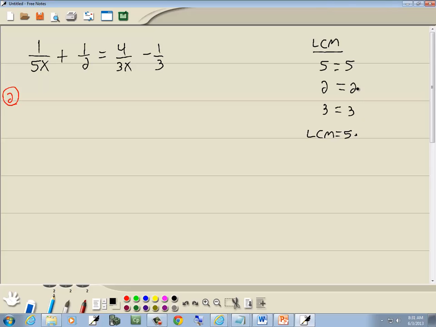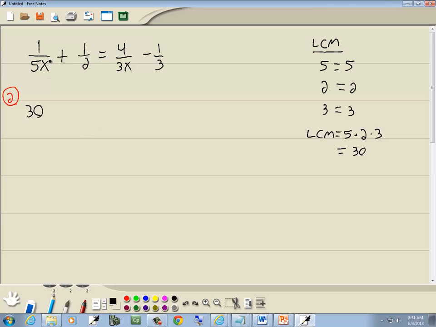Then we're looking for the greatest number of 2s on a single line. There's none, 1, none, so it'd be 1. And then the greatest number of 3s on a single line, which would be 1. 5 times 2 is 10, times 3 is 30. So number-wise, we're looking at 30.